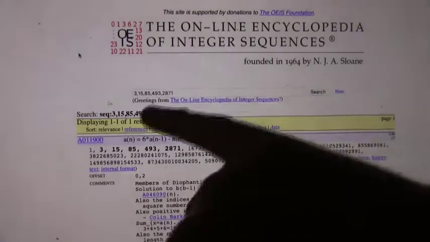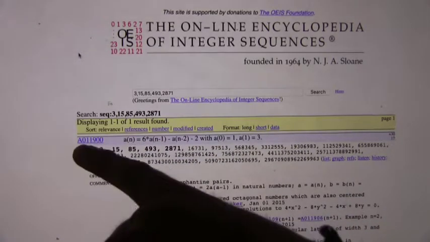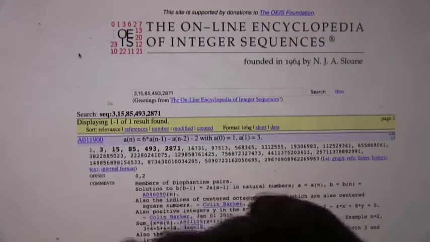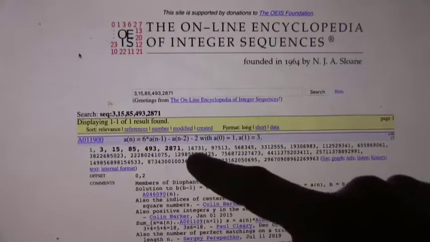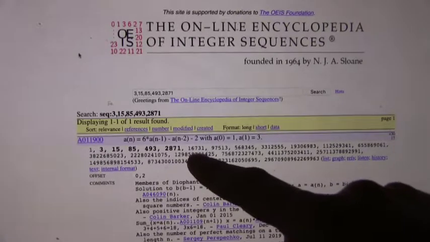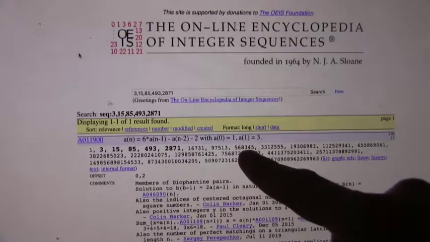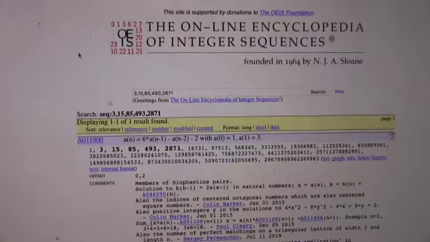And sure enough, when we put that in, we find that in this encyclopedia, sequence number A011900 is 1, 3, 15, 85, 493, 2871, 16,731. You recognize that one? Oh, that was the other one we found. Yep. The next one's 97,513, 568,345, 3,312,255, and then they list all of them. It's pretty interesting.